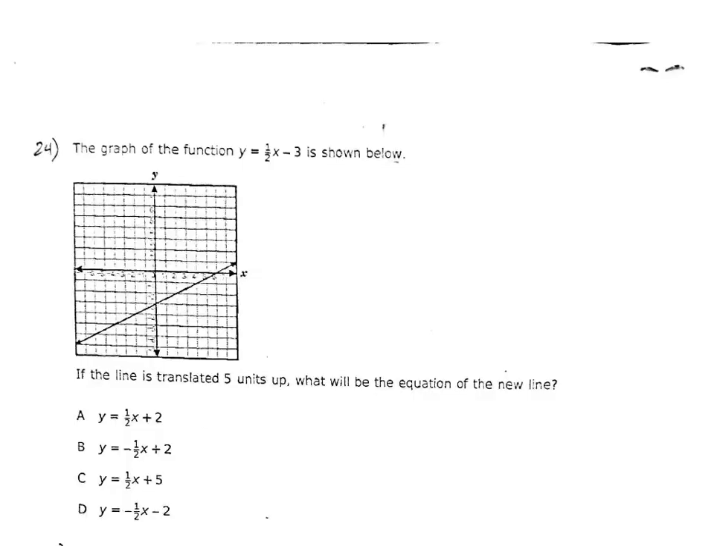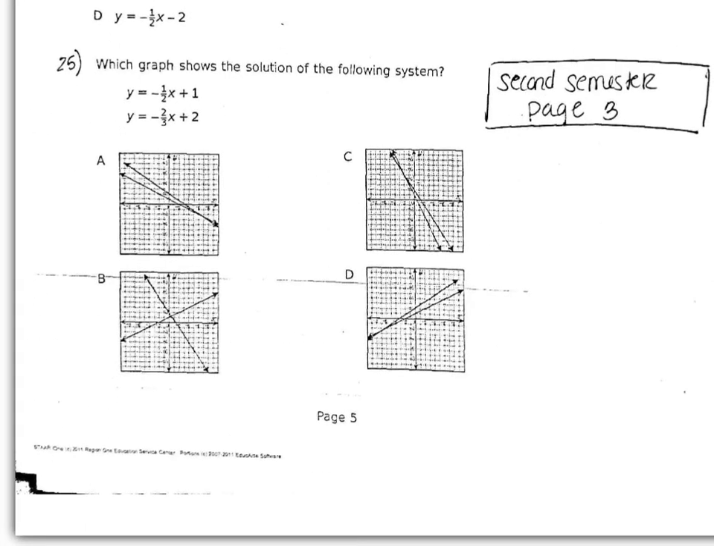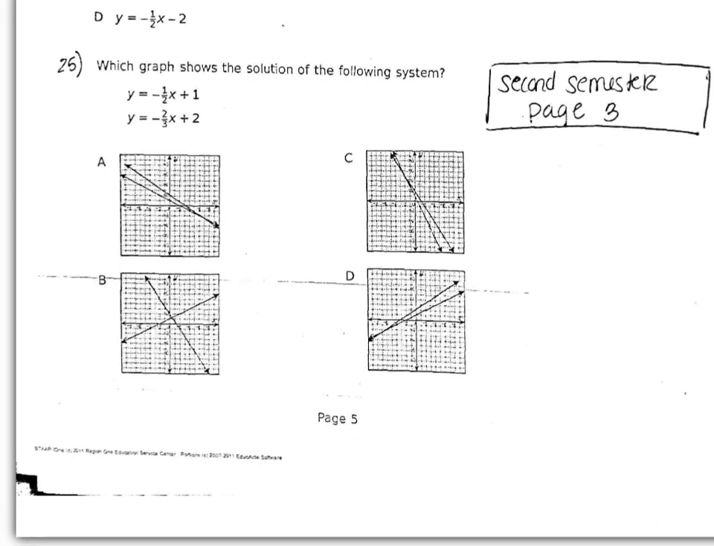And then the very last question is actually a systems question. And remember, for systems, we're looking for where the intersection takes place. So the intersection. So anytime you have y equals, what we would do is plug these into your calculator. Right here, plug those into your calculator under y equals, and then graph it.